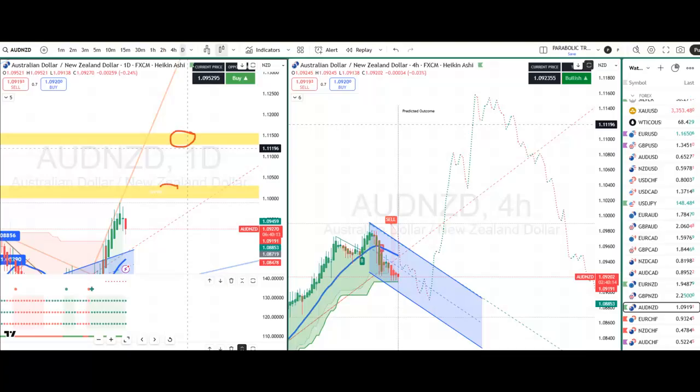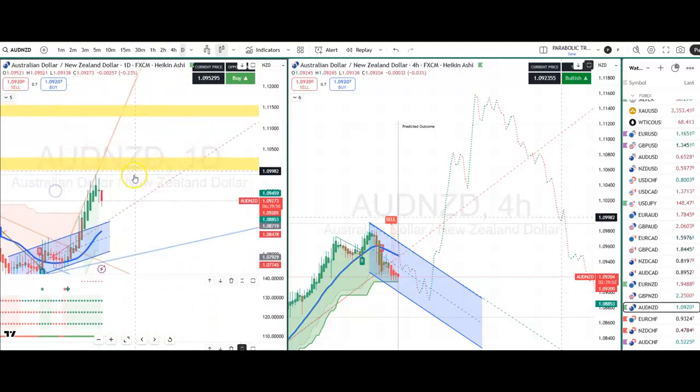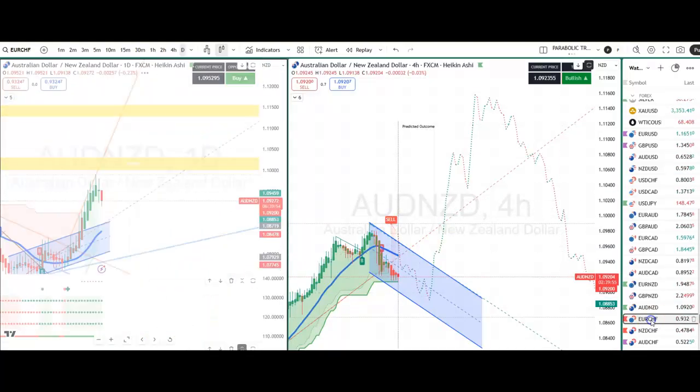This is probably going to get broken out on this move here, because supply doesn't necessarily mean it's a sell. It just means that there's some kind of resistance probably at this stage. But if it gets blown out, then happy days.